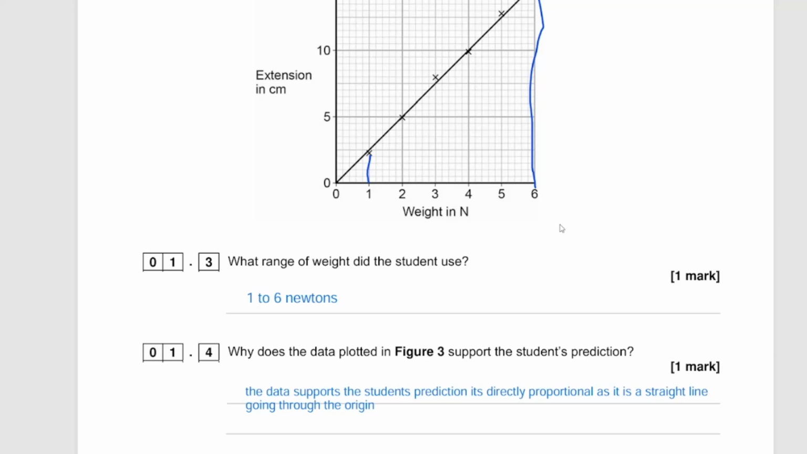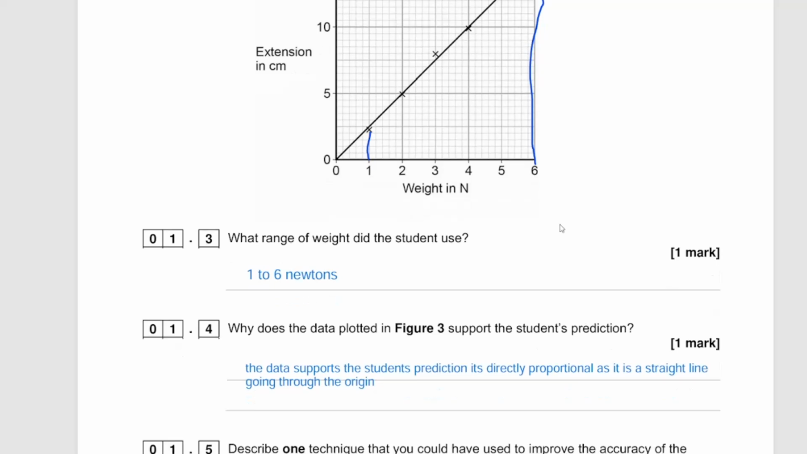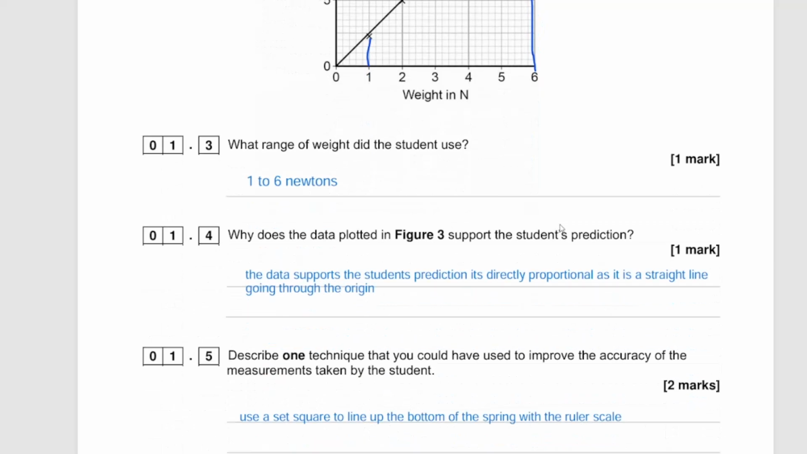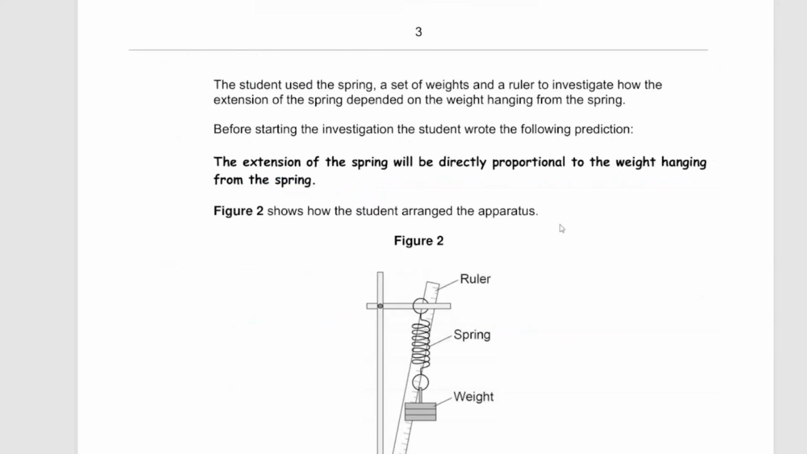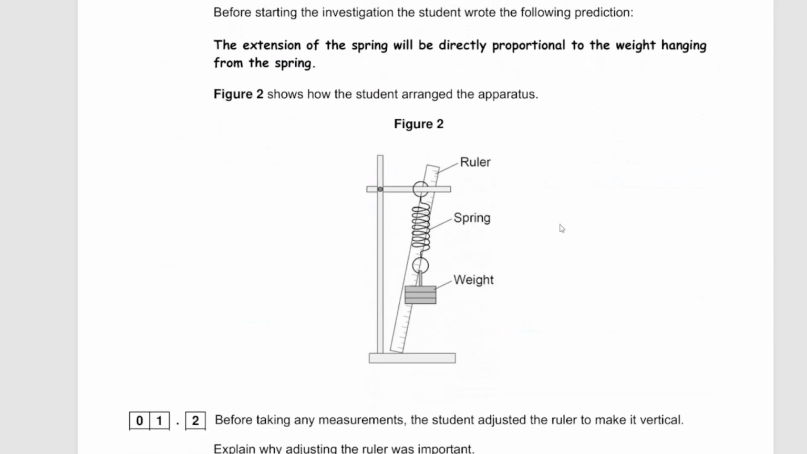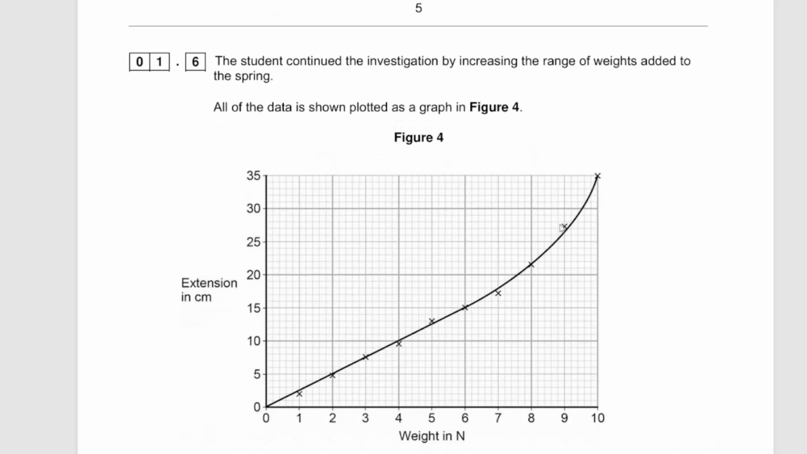And then we're asked to describe one technique that you could use to improve the accuracy of the measurements taken by the students. Now, there are many answers that you can use. I went for using a set square to line up the bottom of the spring with the ruler scale. Now, this is rather similar to them just adjusting it to be straight. However, with this, we're guaranteeing that it's perfectly straight, thus improving the accuracy of the measurements taken.